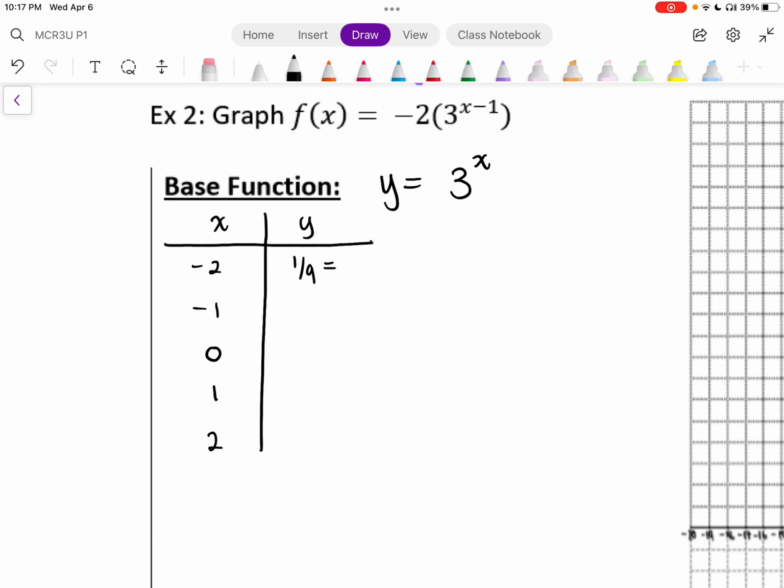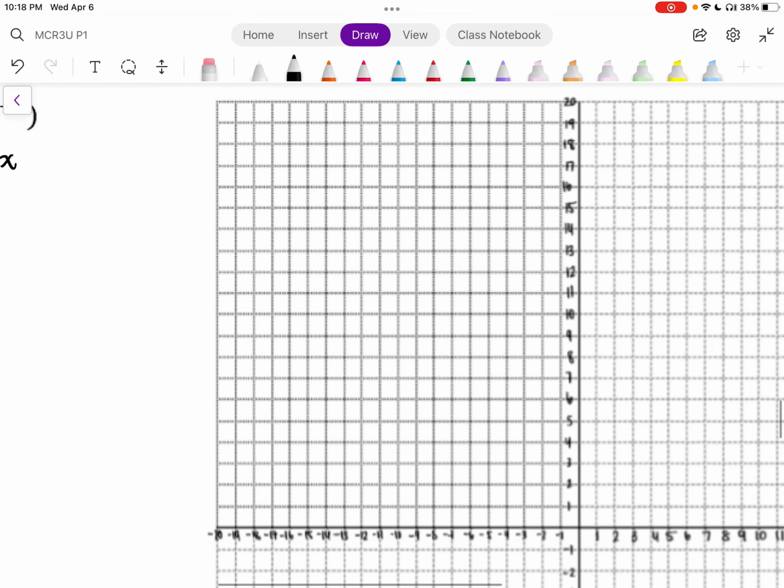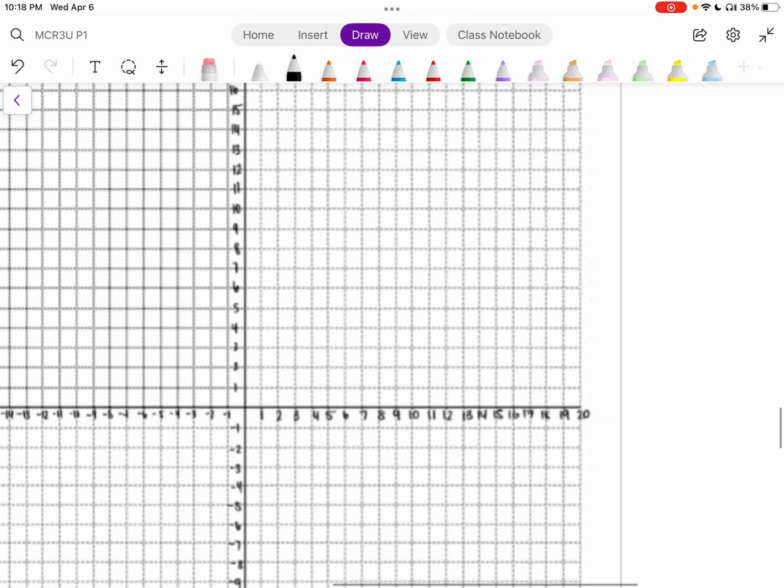So I'm just going to say, okay, 1 over 9 is just going to be the same thing as saying 1 divided by 9, which is going to be like 0.11, right? Then I have 3 to the power of negative 1 is 1 over 3, which is just 0.33. These are all repeating decimals, right? And then I have 3 to the power of 0, again, 1, 3 to the power of 1, 3, 3 to the power of 2 is 9. I'm just going to go ahead, plot that in here.